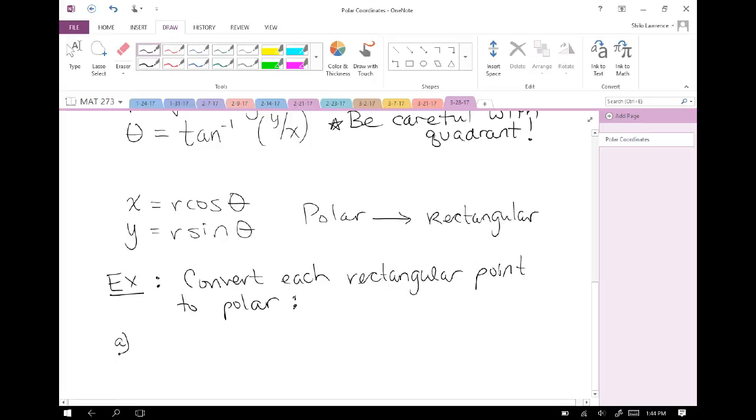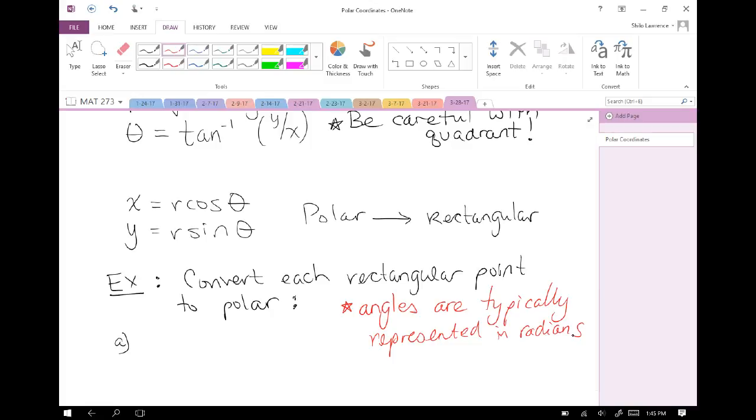So we're going to convert a couple of points to start with. We're going to convert from rectangular to polar. And when we write theta, we're also going to learn later on another coordinate system that's similar in 3 dimensions. The angles are typically represented in radians. We usually don't use degrees here.